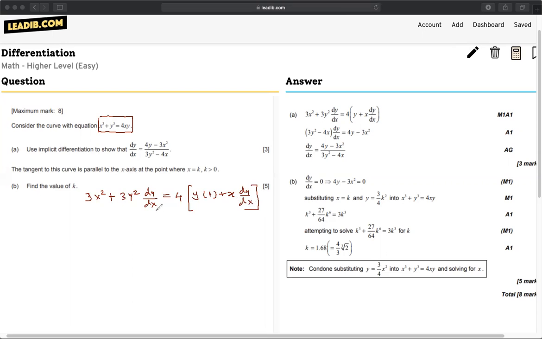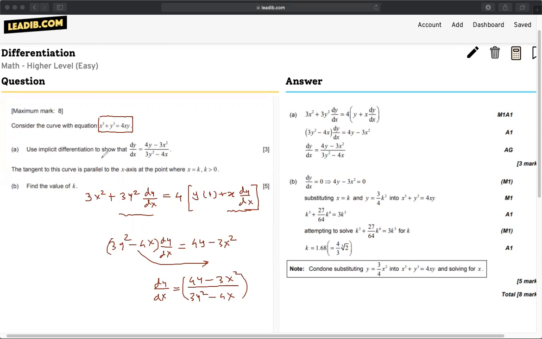We differentiated that, and all we need to do now is club terms of dy by dx on one side. So I'll club this term with this term, right? So this is 3y square. This is actually 4x, so it is negative 4x on the other side. And this is dy over dx is equal to 4y minus 3x square. Now you'll just take this term on the other side. So you'll get dy by dx is equal to 4y minus 3x square divided by 3y square minus 4x. And that is the value of dy by dx that we need to prove in part A. The answer is here anyways. So that's the easy part.